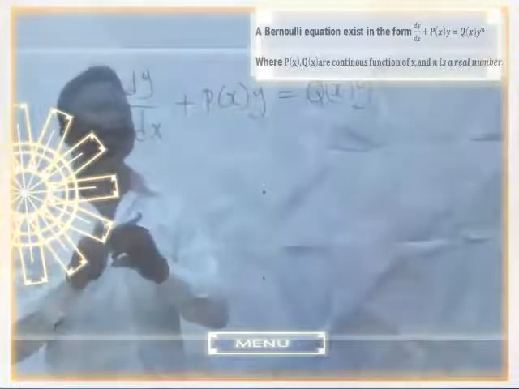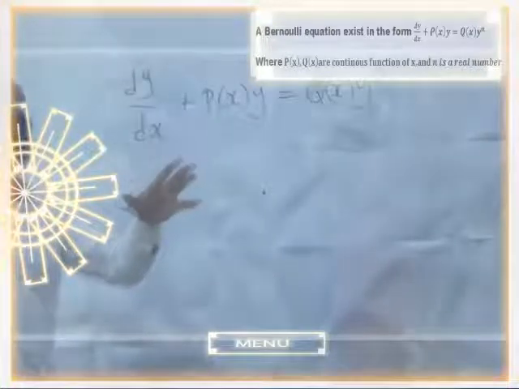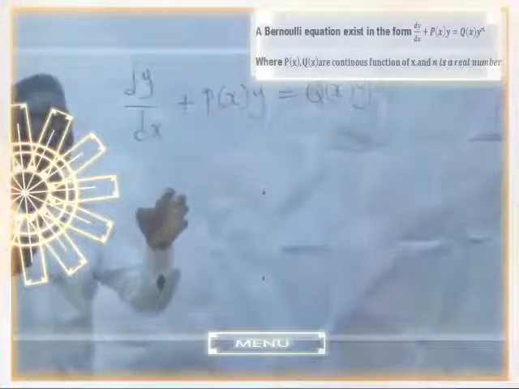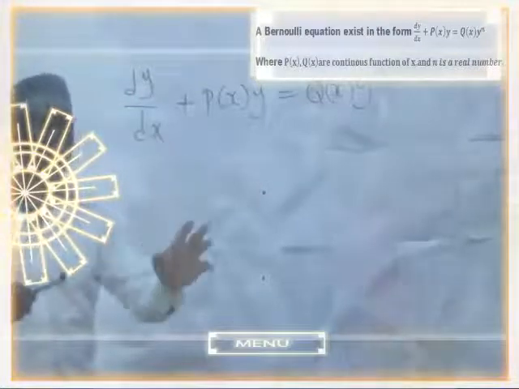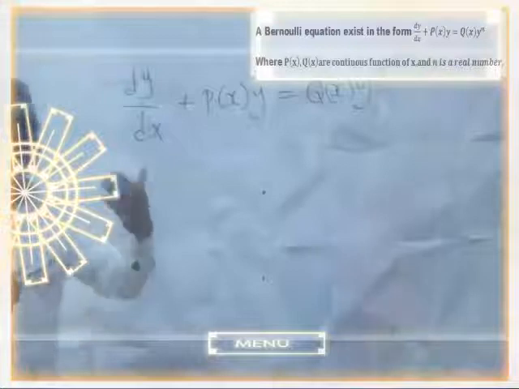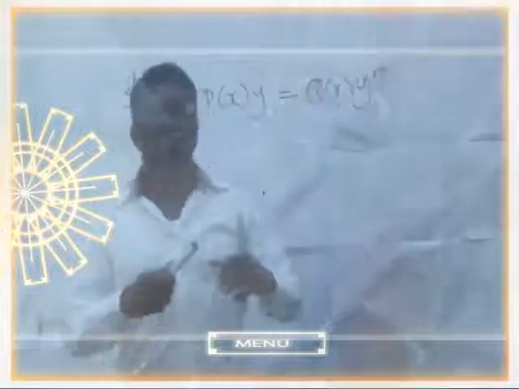Let's just continue. Now you've seen this. This equation is a typical example of the general form of Bernoulli's equation. Now I'm going to give you examples of equations like this. Let's take example one.